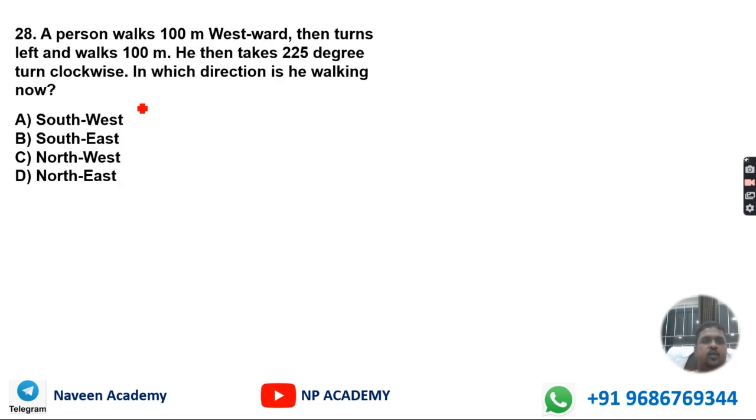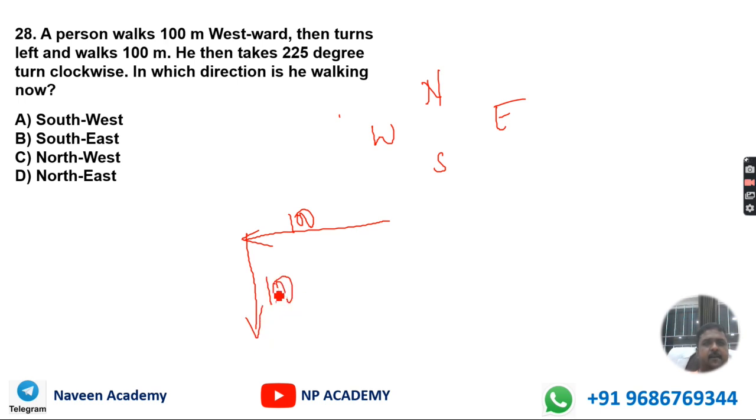Yes. So next, it is a direction problem, my dear friends. A man walks 100 meters westward. Okay. So you know that, right? North, south, east, west. Now a man is going 100 meters west. Then he turns left. Again a left turn. Again he walks 100 meters. He takes a 225-degree turn clockwise.